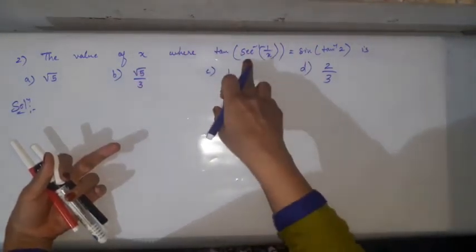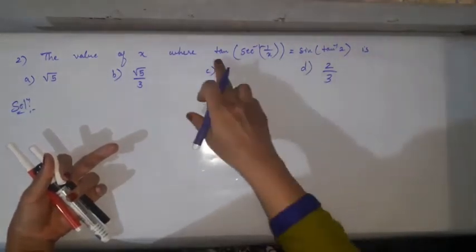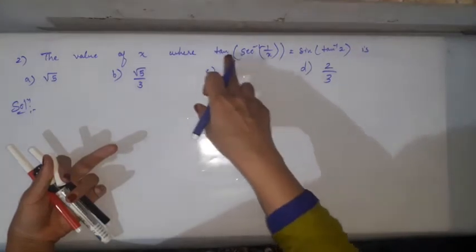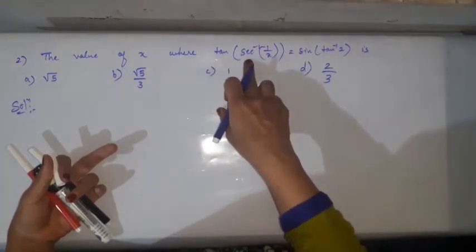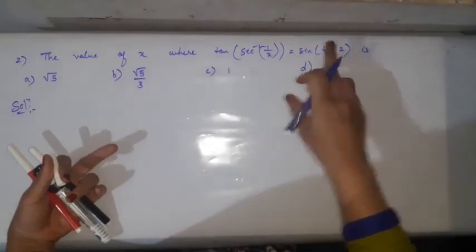So here secant inverse is appearing and here it is tan appearing. So your first step should be what? Make them identical. That is, if it is tan here, make it tan inverse here. Similarly, if it is sine here, make it sine here inside. Okay. So how will you make that?